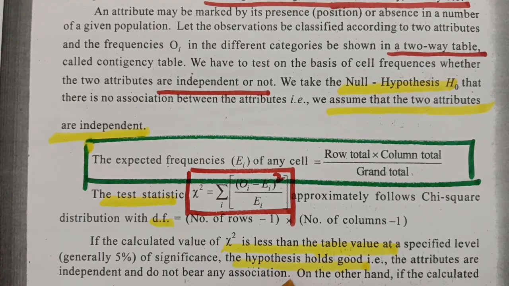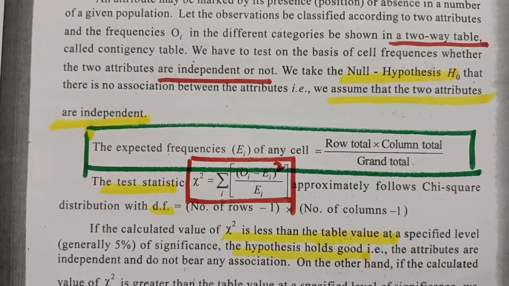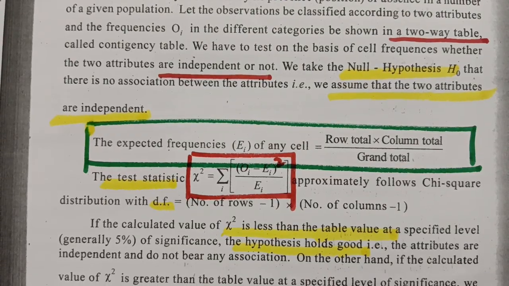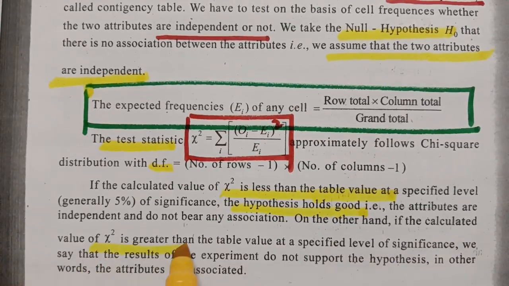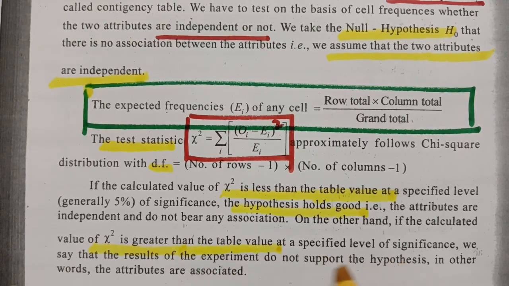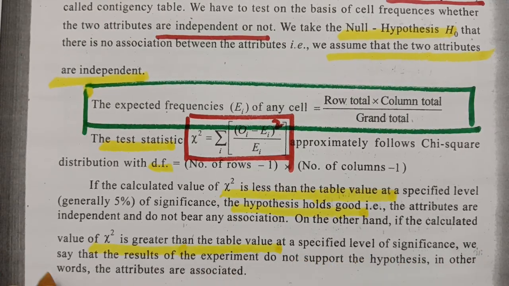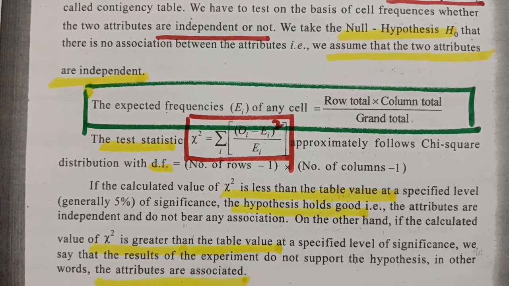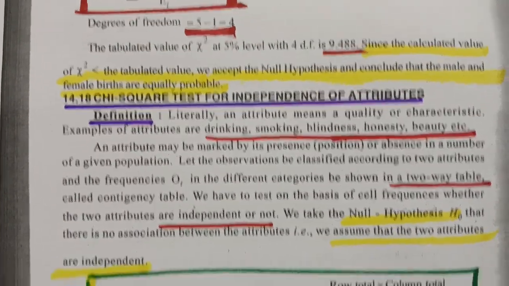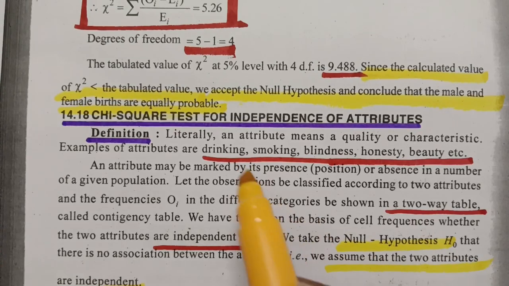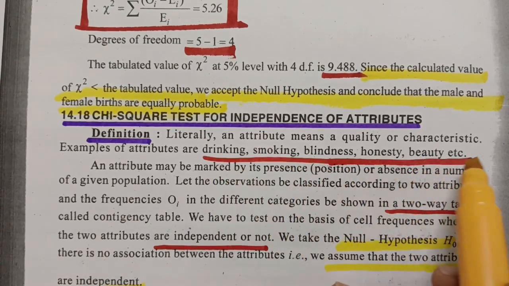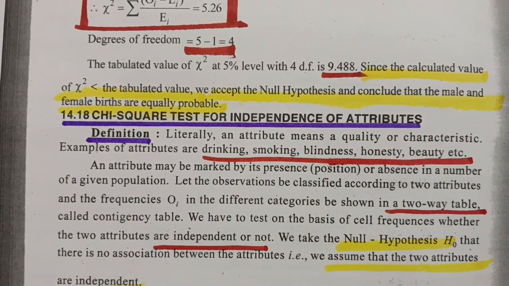And if the chi-square value is greater than the tabular value at the specified level of significance, we say that the results of the experiment do not support the hypothesis. In other words, the attributes are associated. So this is how we have to take the 5 steps. Attributes mean drinking, smoking, blindness, honesty, beauty, etc. It depends upon the characteristic or the quality here.